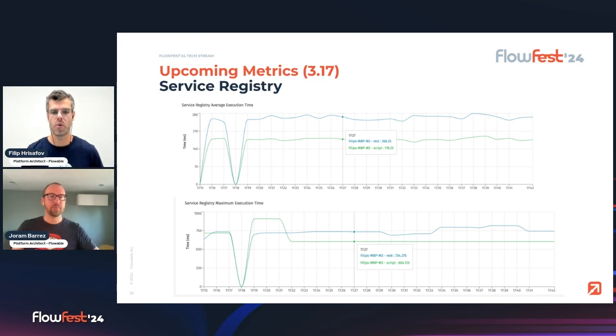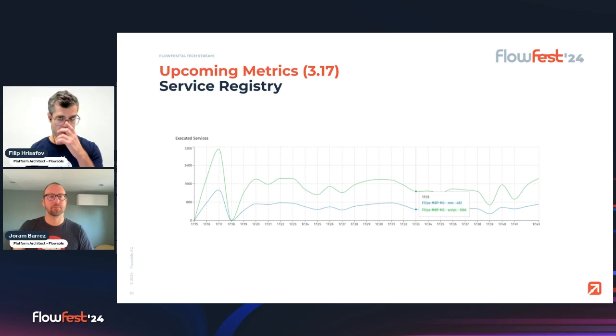So here we will be able to see the average execution time and maximum execution time of the service registry. This means that if you have, let's say, REST calls or script calls or DB services, maybe, you can actually see which ones are slow and what's happening in your system with this directly in control. And also, you can see the raw numbers of how many times something has been executed here. So here are just the counts in the period that we've selected here.